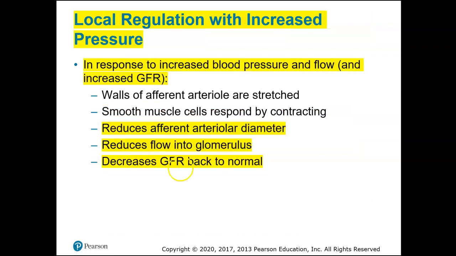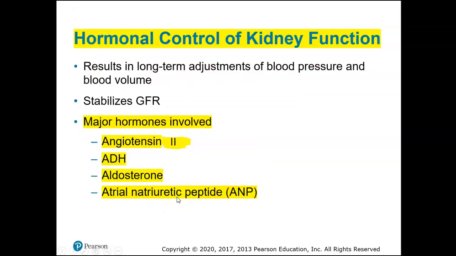And then when blood pressure is too high and filtration rate is too high, of course, that can put too much work on the kidneys and cause kidney damage. So the afferent arteriole constricts. That reduces the flow into the glomerulus and decreases the filtration rate back to normal.